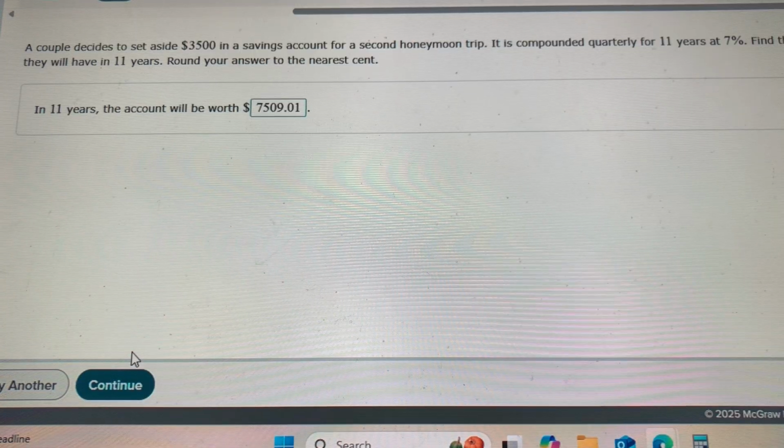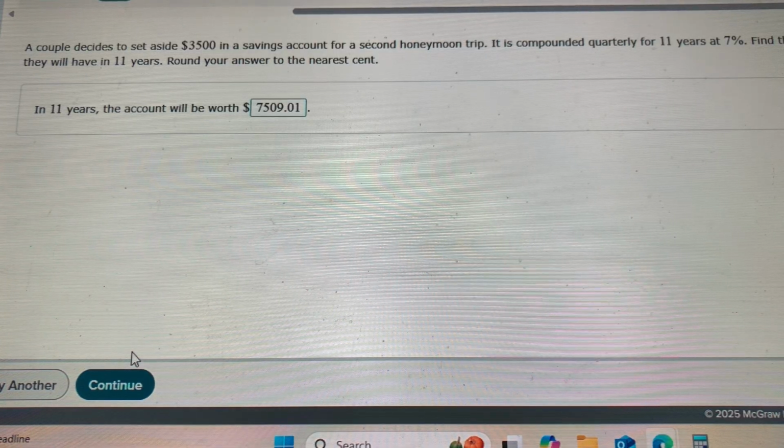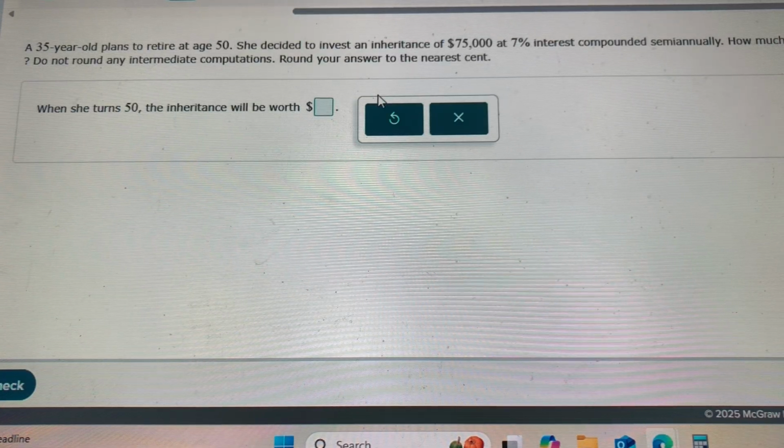See how good that is? Their 3,500 grows to 7,500, or they're going to get $4,000 of free money. They're more than doubling their money by doing this. It's a very good idea if you can afford these kind of things and save up for a big thing like a honeymoon or a car or a house or a retirement account. That's where this financial chapter is so helpful.